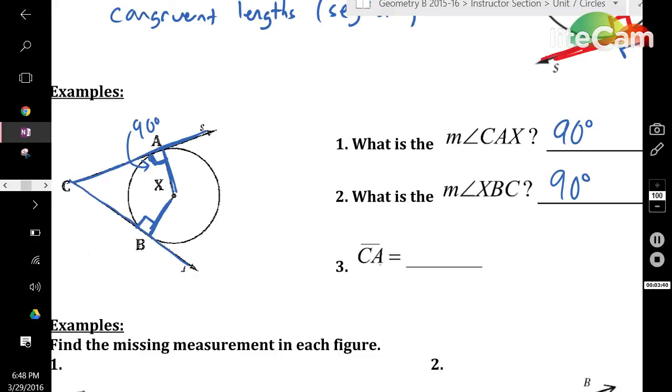Third question, segment CA is equal to or congruent to segment CB. CA is right here, CB is right there, and they intersect outside the circle. They're both tangent, so property number 3 says that they're going to be congruent.